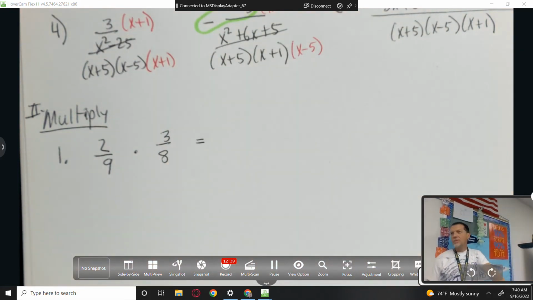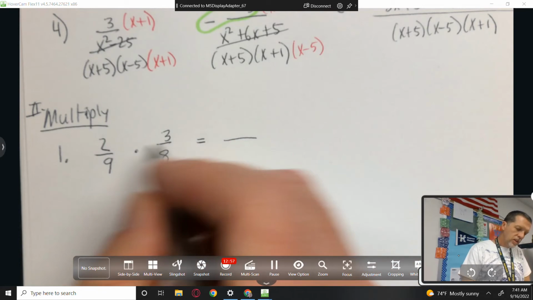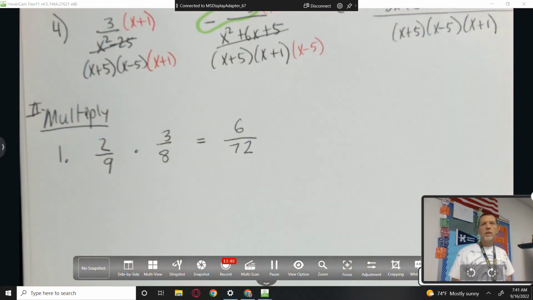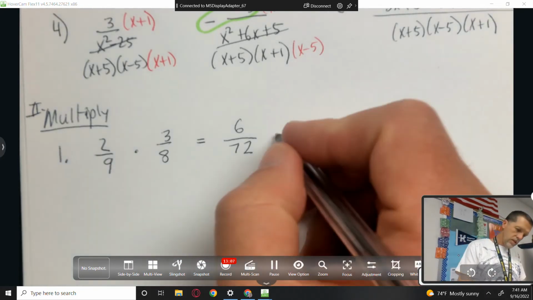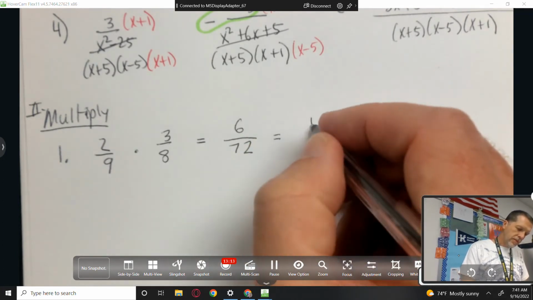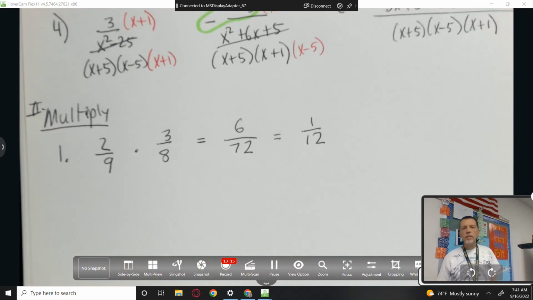So again, let's back up to middle school, remind ourselves how to multiply fractions, and then we'll fast forward back to pre-cal and do it with variables. But the process is the same. So, well, I guess there's two ways to go here. One way to do it is to just multiply across. 2 times 3 is 6. 9 times 8 is 72. And then I need to reduce. So 6 goes into 72 12 times. So 1/12.